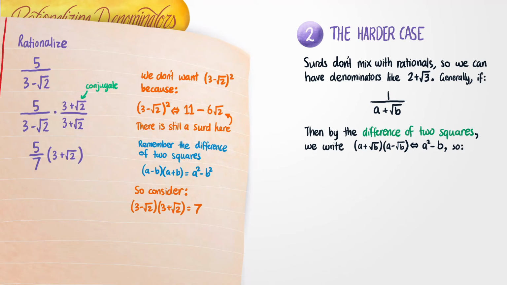So therefore, we multiply by whichever bracket we are missing in our particular expression. In this expression, we already have a plus the square root of b, so we're going to multiply by a minus the square root of b. We call this the conjugate of the other term.